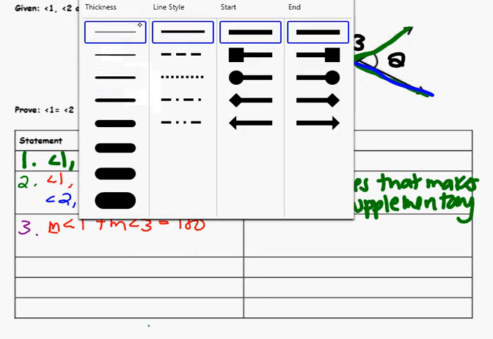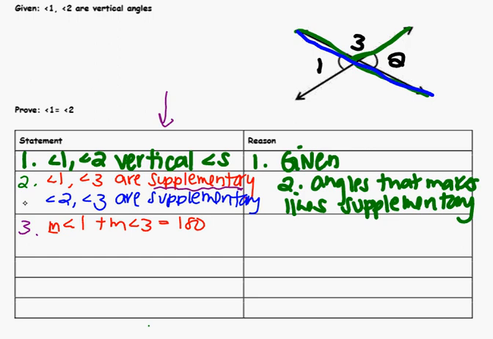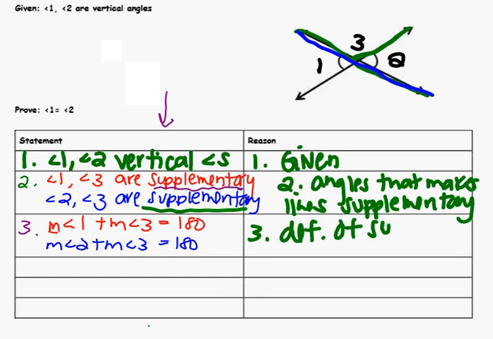And then I can say the same thing about this bottom line. I can say the measure of angle 2 plus the measure of angle 3 is also 180. And so for my reason, we use that supplementary means things add up to 180. So I'm going to say for my reason, definition of supplementary. Oh, I'm going to run out of space. Okay, that's fine. All right, now notice both of these things are equal to 180.